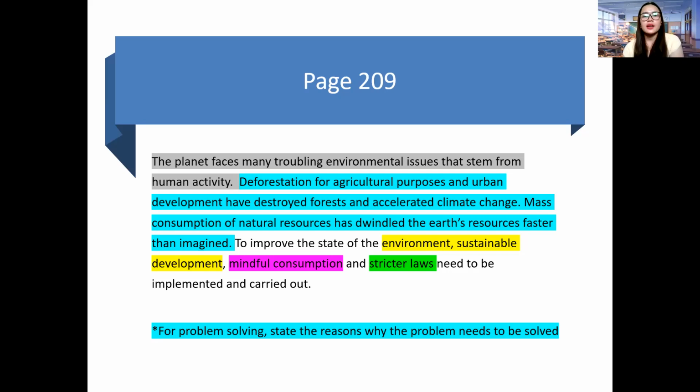And then again, let's look at the thesis statement. It mentions the 3 points there, right? To improve the state of the environment, we need to have sustainable development, mindful consumption, and stricter laws. I haven't read the whole essay, but I know that in the body paragraphs, the first one will talk about sustainable development, the second will talk about mindful consumption, and the third will talk about stricter laws. So now we've learned this, why don't we try them? I hope our lesson today will help you to answer the next task.